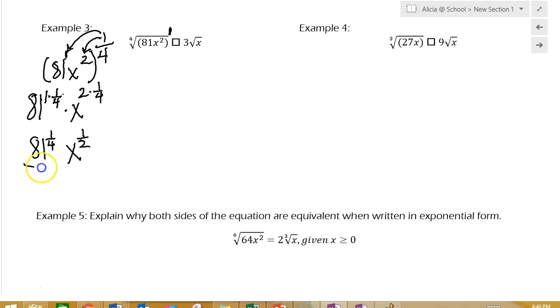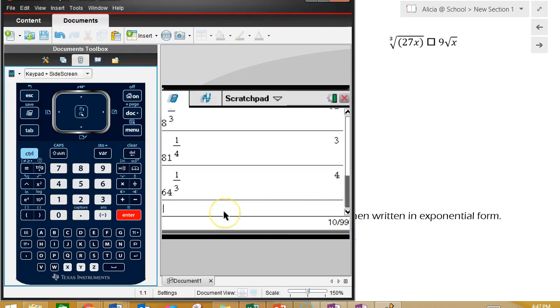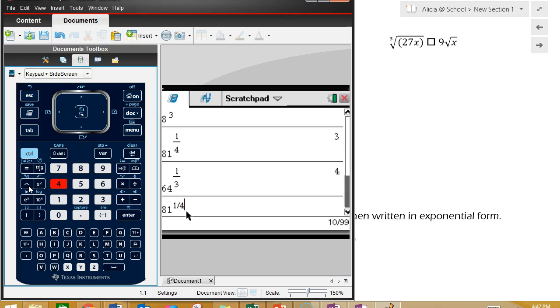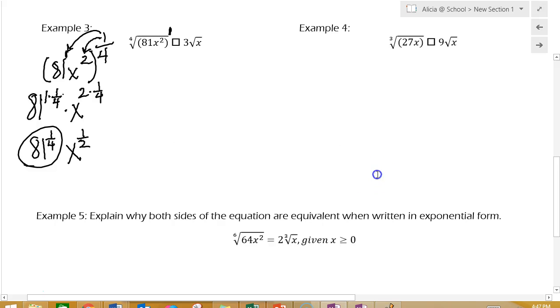If I need to check this part in my calculator, again, we know what that base is, so please go ahead and check that. Plug that in your calculator, raise that to the 1/4 power. The only time we don't need to do that is when we don't know what the base is. When you have a variable, it's kind of hard to figure out what you're raising to the 1/4 power. We get 3.